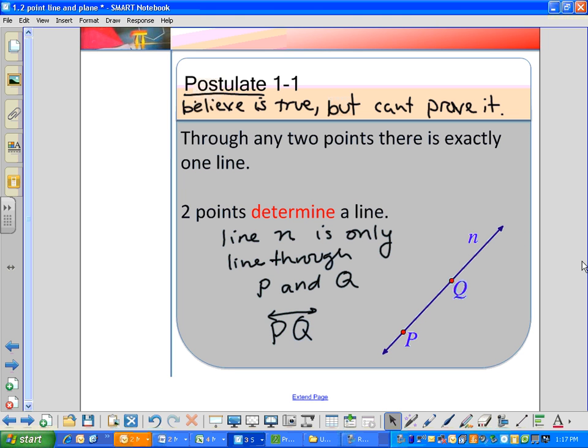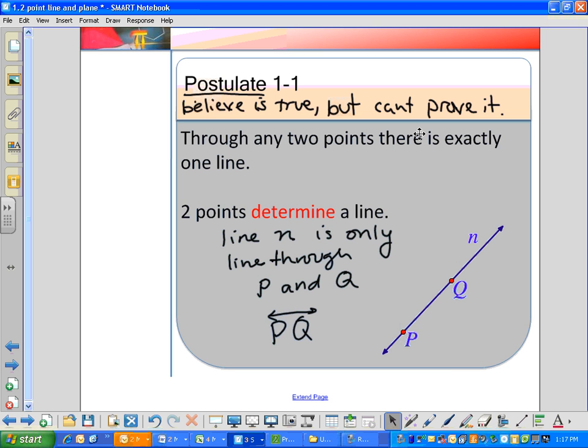Now this is actually really important because if there's only 1 line that goes through 2 points, it tells us something about what lines look like. It means that lines have to be straight. So, for example, I could draw another line like this that went through P and Q, but that line is curved. And so what we're saying here is that if there's only one line that goes through 2 points, we wouldn't consider something that's curved like this. We wouldn't really call it a line. We'd have to call it something else, like a curve.